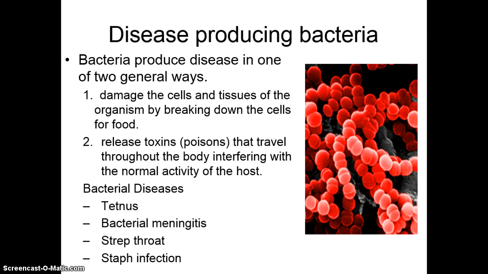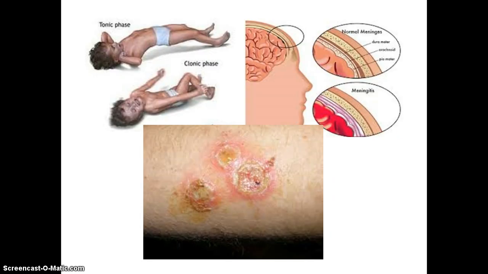If any of you know Botox, models use Botox. That's actually a toxin that comes from bacteria that causes freezing of the muscles. So bacterial diseases you might have heard of are tetanus, bacterial meningitis, strep throat, and staph infection. So what are these things? In the upper left-hand corner, the tonic and clonic phase, you'll see that's tetanus, that's extreme muscle problems. In the bottom middle, you'll see a staph infection. So those are things to worry about. And in the upper right-hand corner, when you go to college, they usually worry about meningitis.